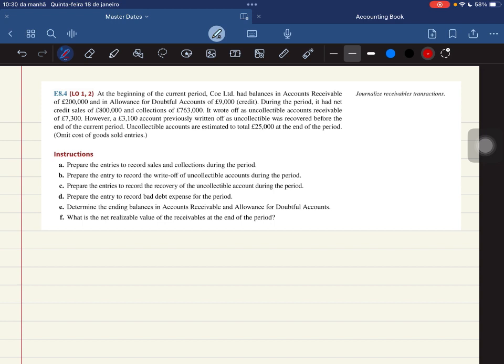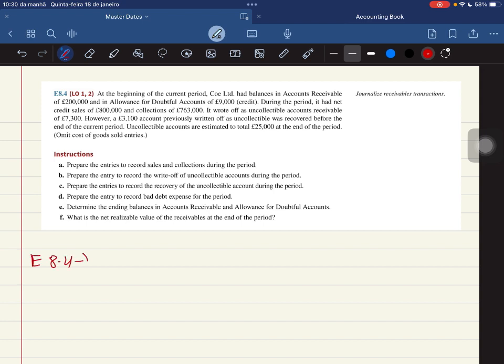However, a 3,100 account previously written off as uncollectible was recovered before the end of the current period. Uncollectible accounts are estimated to a total of 25,000 at the end of the period. Omit cost of goods sold entries. Let's do one by one. Instructions: Prepare the entries to record sales and collections during the period.